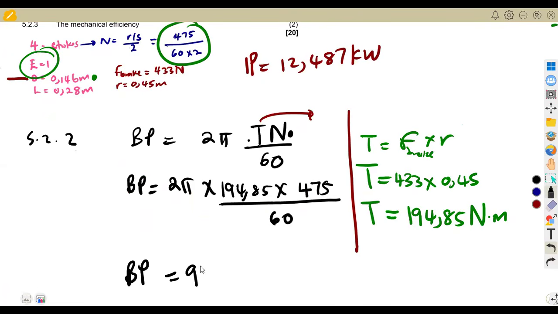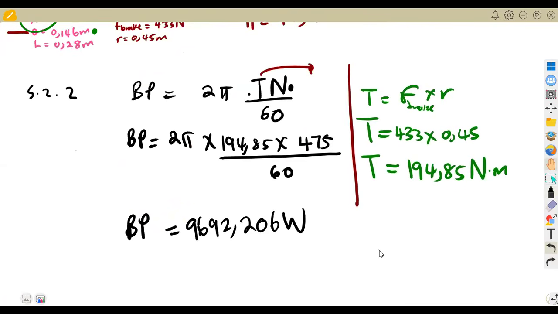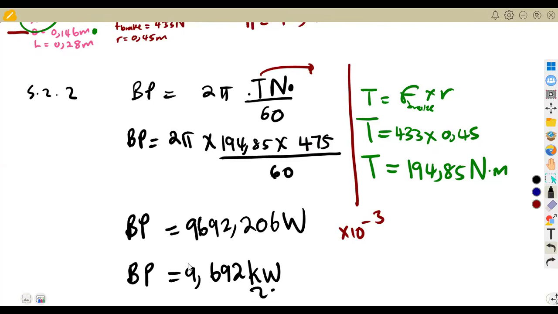And that was going to give us 9692.206. Also confirm with your calculator, guys, in terms of your calculations, because we might just make a simple error. To convert to kilowatts, just divide by 1,000 or just multiply by 10 to the exponent of -3. Your answer will be automatically in kilowatts. So it is going to be 9.692206. To 3 decimal places, it's going to be 9.692. Automatically in what? In kilowatts. That's your brake power. Just like that.